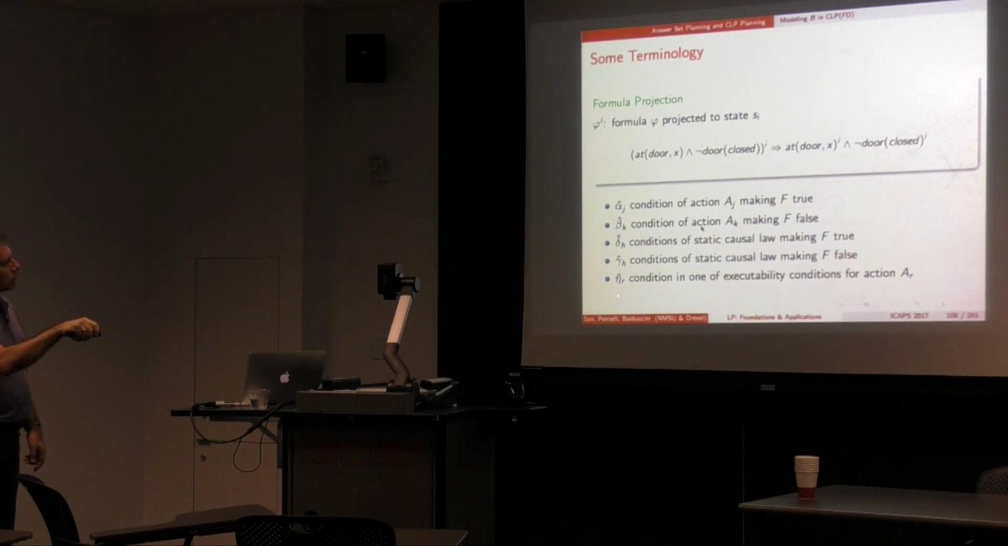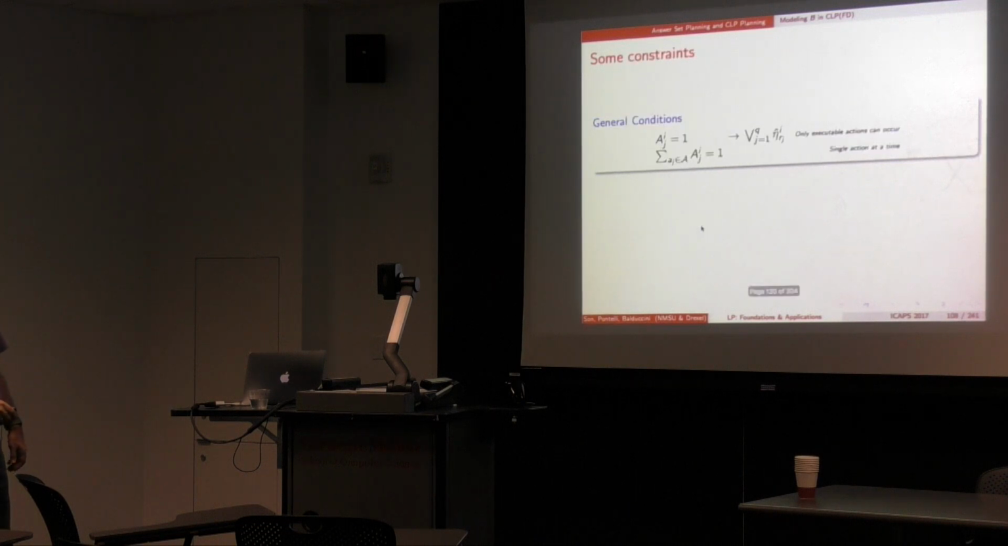We also use these symbols alpha, beta, delta, gamma, and nu to represent the different conditions that appear in our action theory. So alpha are the preconditions of this particular action that makes F true. These are the preconditions of the same action that makes the fluent false. These are the static causal laws that make F true. These are the static causal laws that make F false. And these are the executability conditions. So we can actually talk about all the different things.